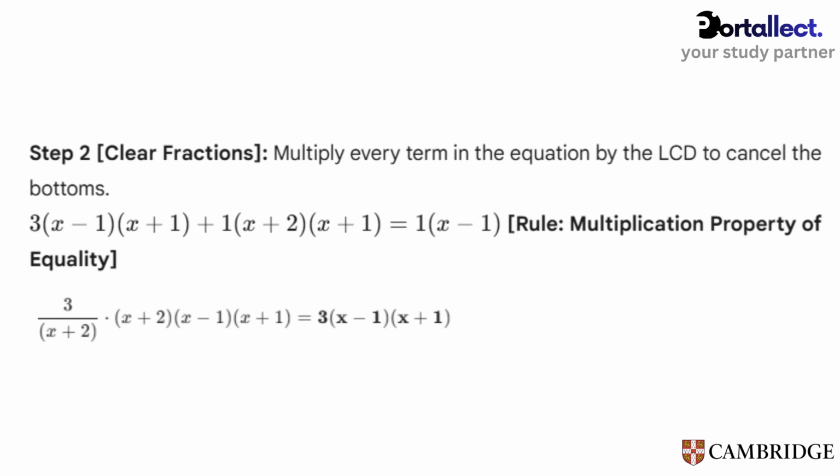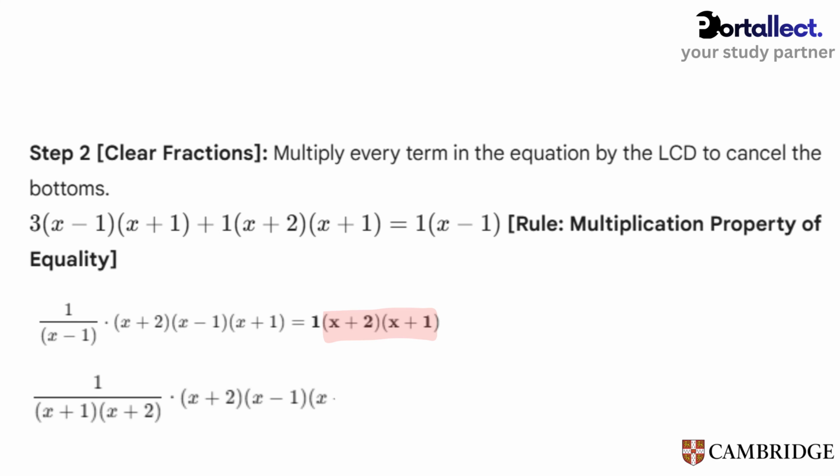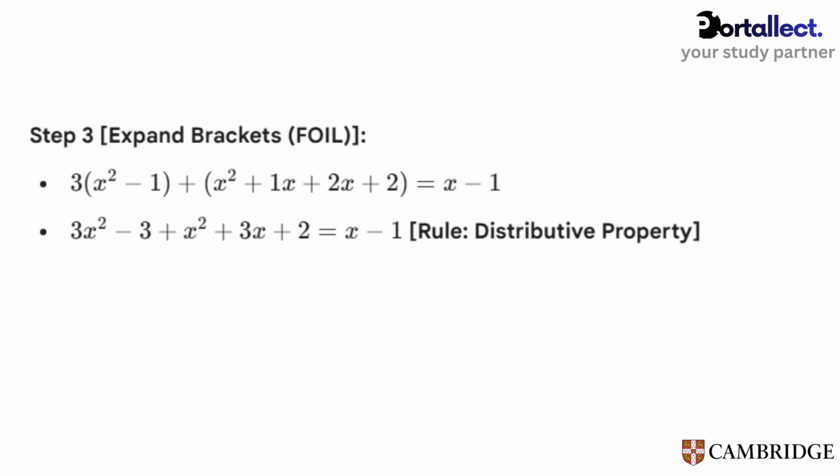Notice the cancellations. In the first term, x + 2 cancels, leaving 3 times (x - 1) times (x + 1). In the second term, x - 1 cancels, leaving 1 times (x + 2) times (x + 1). On the right side, the x + 1 and x + 2 cancel, leaving just x - 1. Now we expand the brackets using FOIL. The first part becomes 3x squared minus 3. The second part becomes x squared plus 3x plus 2. On the other side of the equals sign, we still have x - 1.